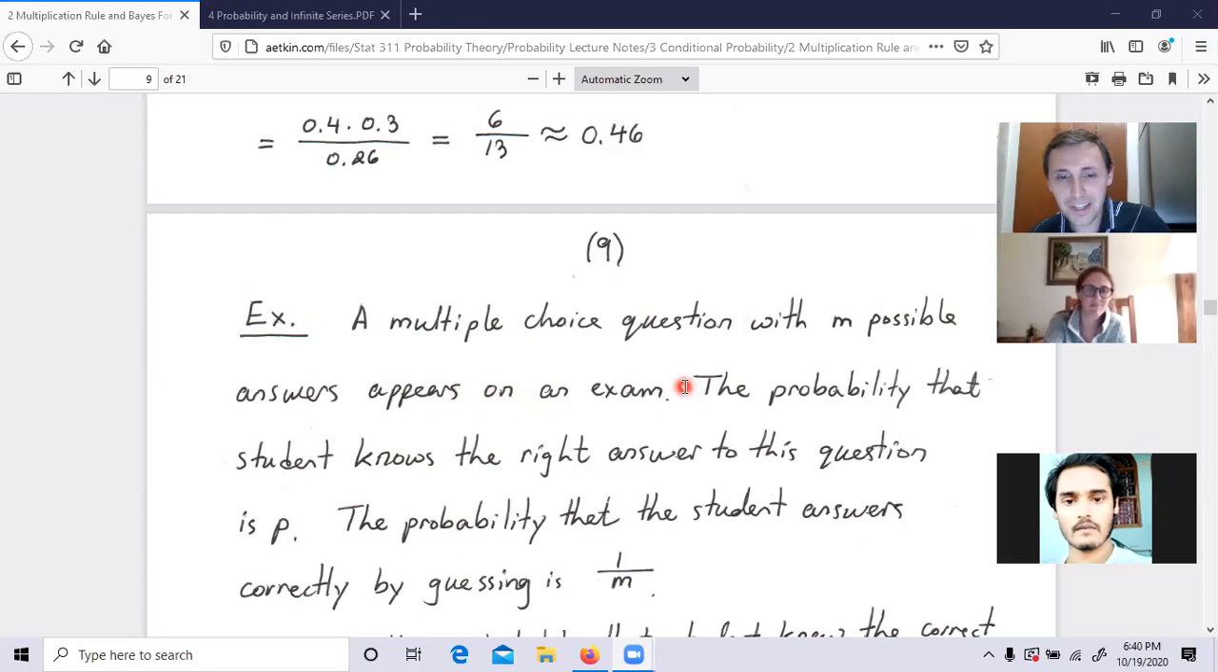The probability that a student knows the right answer to this question is P. The probability that the student answers correctly by guessing is 1 over M.